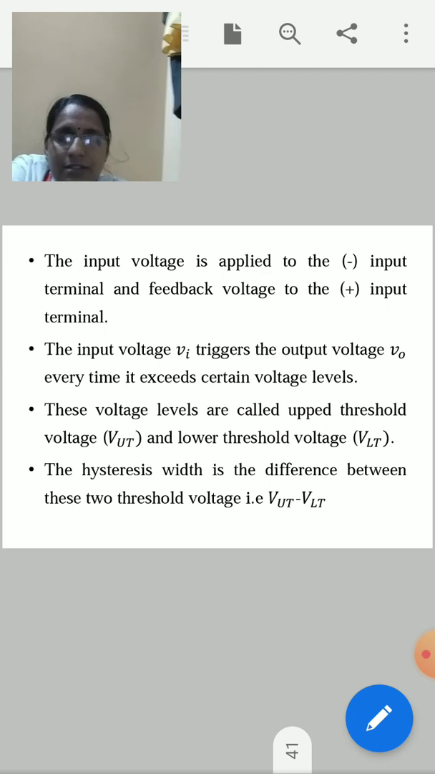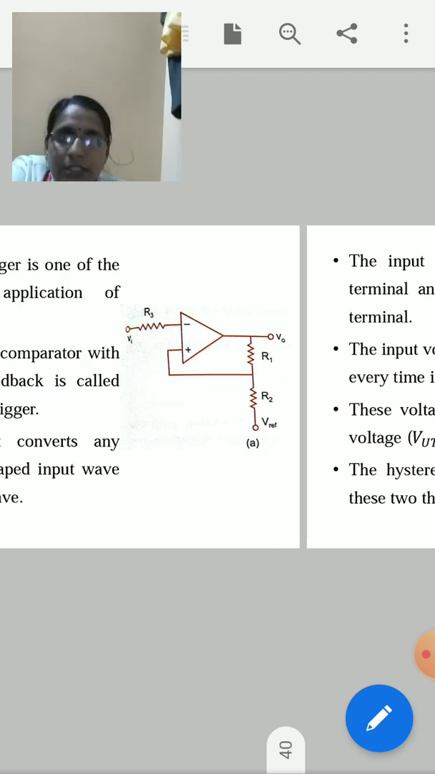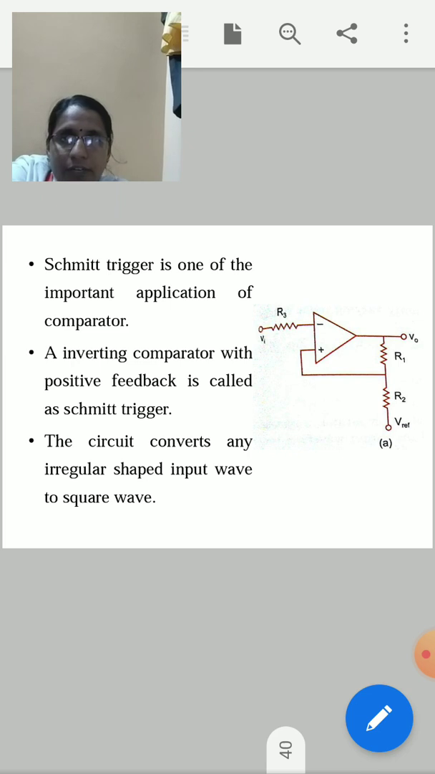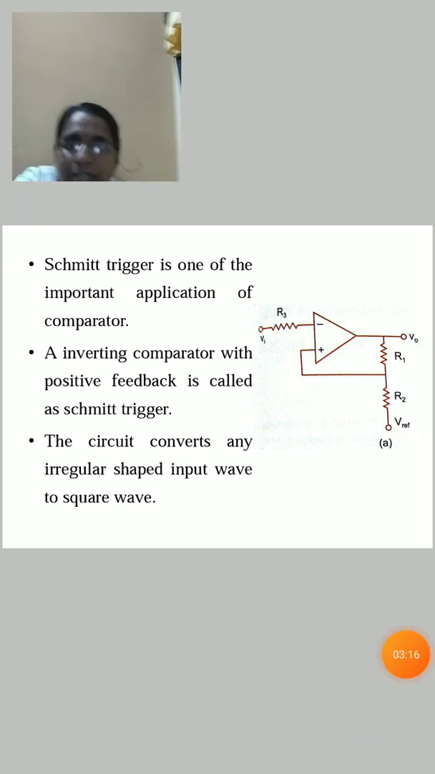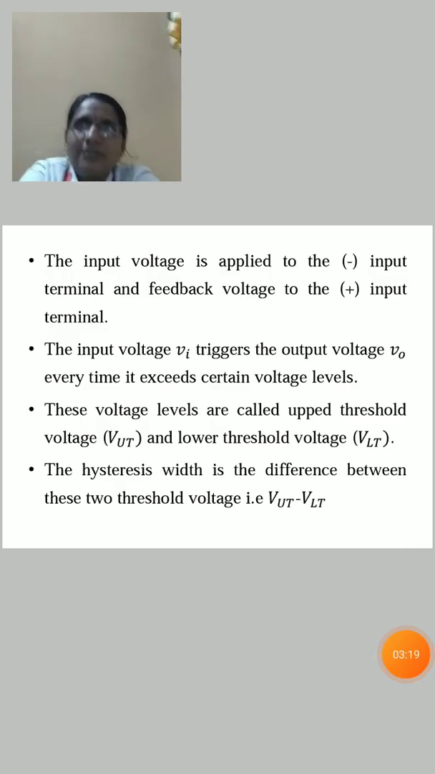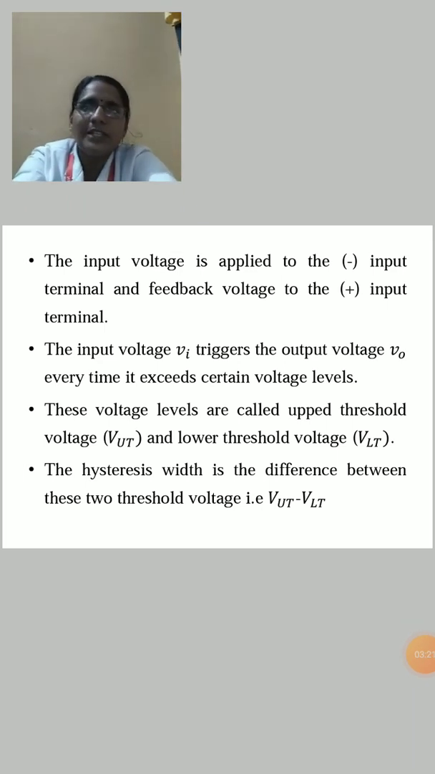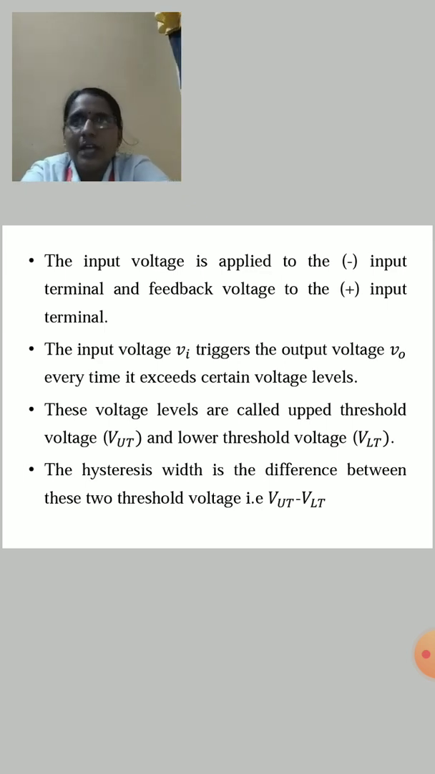Here V reference equals V naught into R1 divided by R1 plus R2. Similarly, minus V reference equals V naught divided by R1 plus R2 into R2. Plus V reference is for positive saturation when V naught is equal to plus V saturation and is called upper threshold voltage denoted as VUT. Minus V reference is for negative saturation when V naught is equal to minus V saturation and is called lower threshold voltage denoted as VLT.